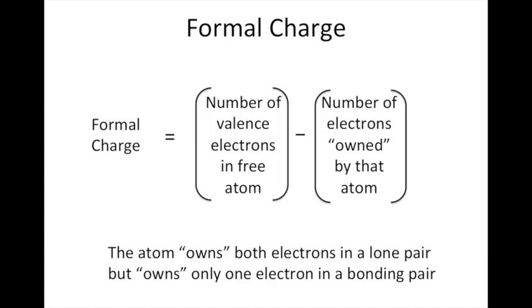We calculate a formal charge by taking the number of valence electrons in the free atom minus the number of electrons that atom owns when it's in a molecule. And what do we mean by the electrons owned? Well, if an atom has a lone pair around it in a molecule, then it owns both of those. If it has a bonding pair, then it only owns one of the electrons in the bonding pair.